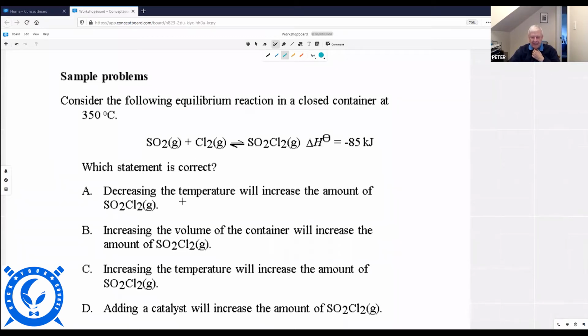The correct answer is A, decreasing the temperature will increase the amount of SO2Cl2. And that's because this reaction is exothermic. Remember the sign convention? If delta H is negative, that means heat is lost from the system to the surroundings. Or you can think of it in terms of heat is a product of this reaction. So if you remove some of the product, the system will shift over to produce more of said product. And in this particular case, that means it'll switch over to making more SO2Cl2. Okay? All right, we're going to see a bit more of these variants a little bit later on.